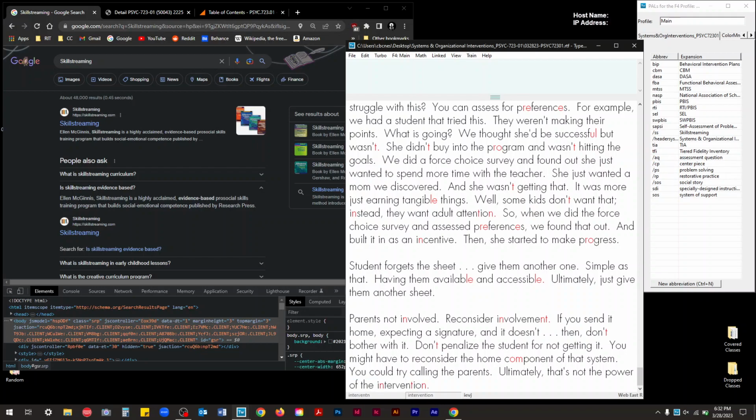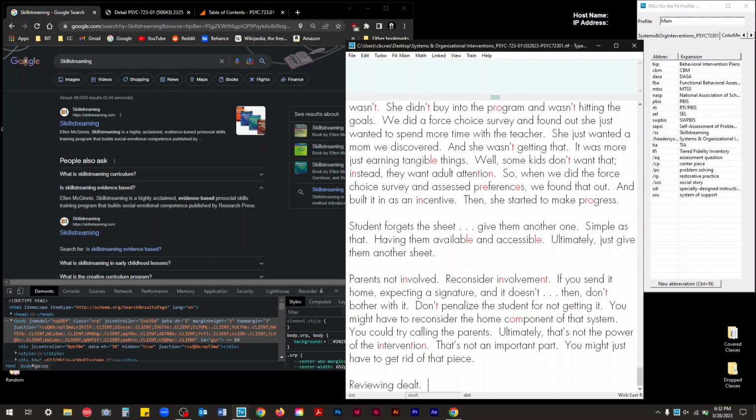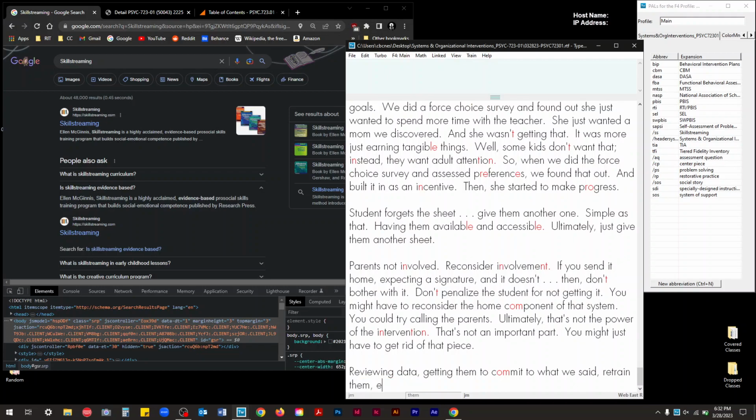Teachers not participating. Meet with the team, review data, really get them to commit to doing what we said we're going to do, retrain them, and ultimately they might need an administrator to say, you have to do your job. That boils down to that. You have to do your job, and maybe it's the principal that has to say that.